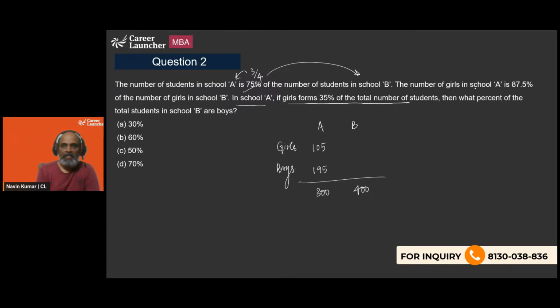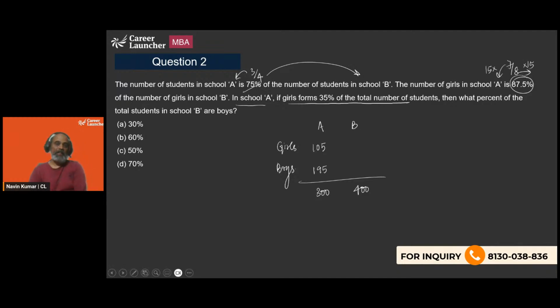Chalo, dekhte. The number of girls in school A is 87.5%. Now, how much is 87.5%? This is 7 by 8. So school A 7 and school B 8. But we do not have 7 here. We have 105. So this is 15 times. So this is also going to be 15 times.